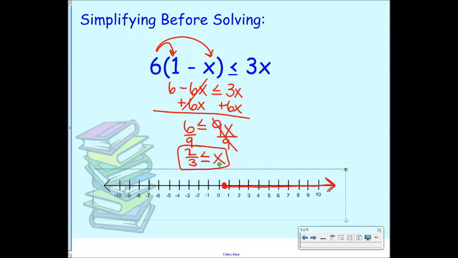You can check yourself by plugging in one of the numbers that's highlighted. So for instance, like 6 right here. 6 is under the red line, so if we plug that in, 2/3 less than or equal to 6. And that's true. 2/3 is less than or equal to 6, so then that means my arrow is going the right way. That's a good way to check yourself if you're not sure if you put your arrow the right way.